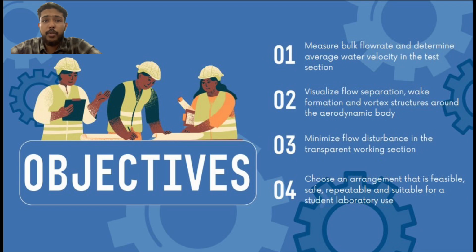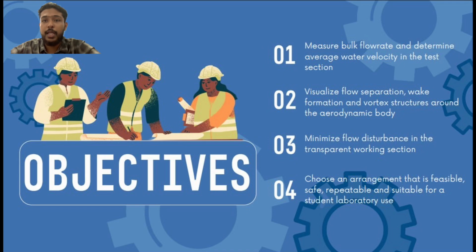Moving on, let us look at the core objective of this project. Overall, we have established 4 key objectives to guide our study and ensure the success of this experiment. Our first objective is to measure the bulk flow rate and subsequently determine the average water velocity within the test section. The second objective focuses on fluid behavior visualization.